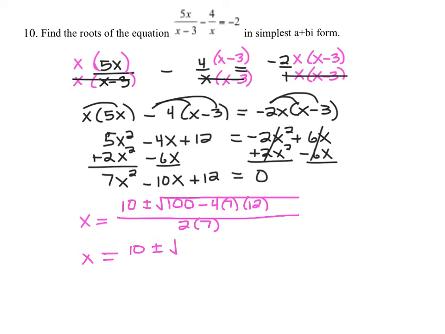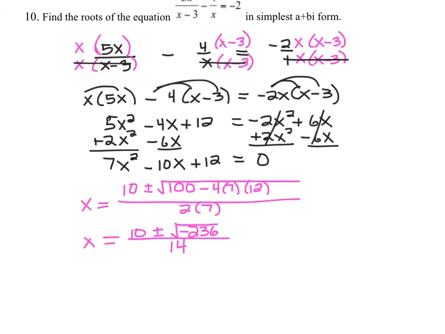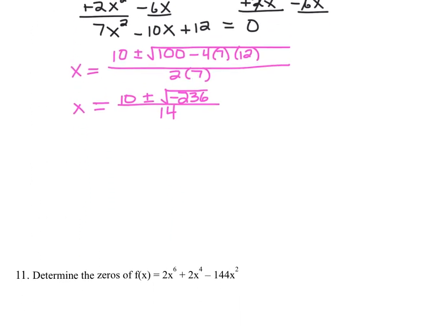Now you just want to figure out what that's equal to under the radical. And when you do, you get negative 236. And that whole thing is going to be over 14. Okay, now just to remind you, we cannot at this point just simplify the 10 and the 14 because there's a 1 in front of this radical. So we have to simplify this radical first.